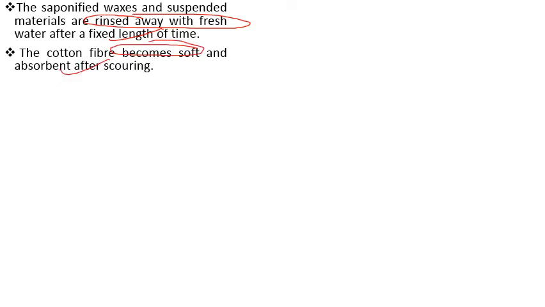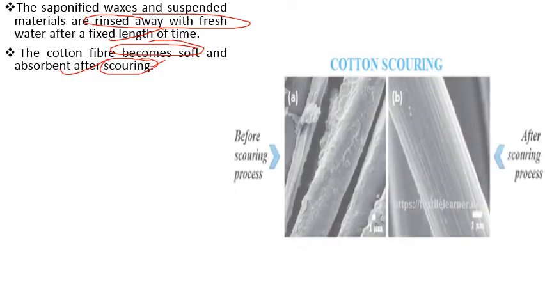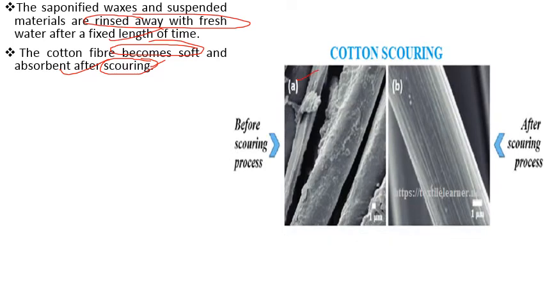So this is the result of scouring. So scouring के बाद जो fiber है that becomes soft and absorbent. This is the photograph that shows the cotton fiber's quality before scouring process. This is the cotton fiber before scouring and after scouring. Its fiber gets brilliant texture or gets good characteristic features.